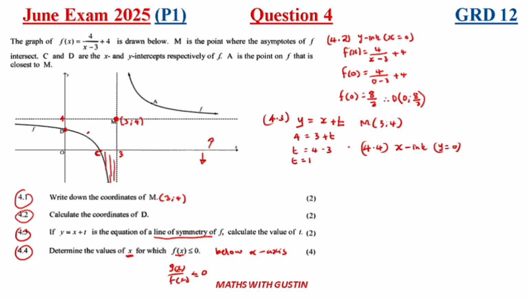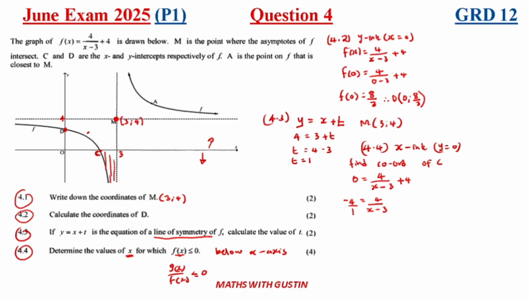So this is what we would do in this case. We need to find the coordinates of C. So now here, this is what we are going to do. f of x is 0, equal to 4 over x minus 3, plus 4. Then we take our 4 to the other side. We're going to have negative 4 equals 4 over x minus 3.